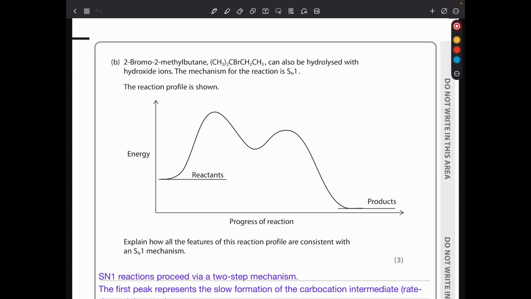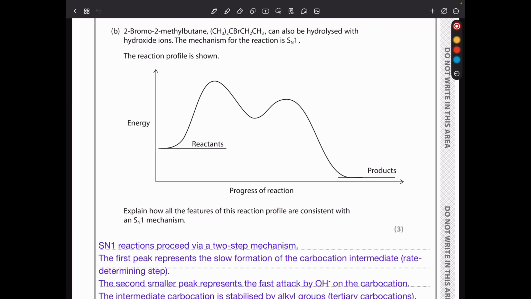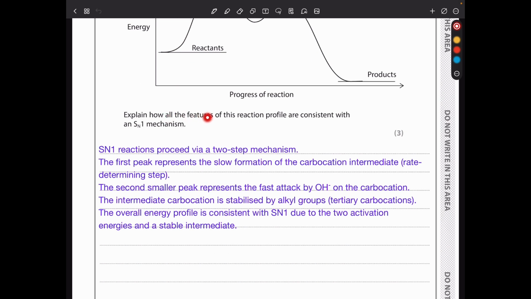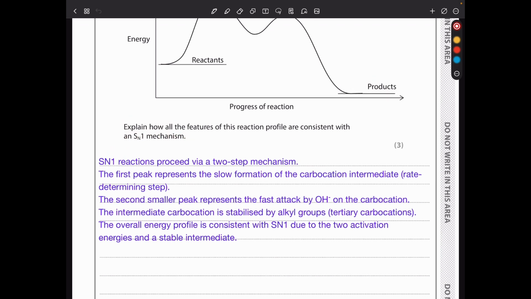In part B, they say 2-bromo-2-methylbutane can also be hydrolyzed with hydroxide ions. The mechanism for the reaction is SN1. The reaction profile is shown here. So here we see the first reaction, and then we see the intermediate, and then we see the products being formed. So there is some stability of the intermediates. This explains how all the features of this reaction profile are consistent with an SN1 mechanism.